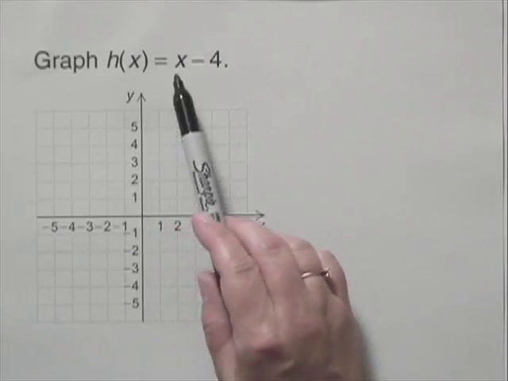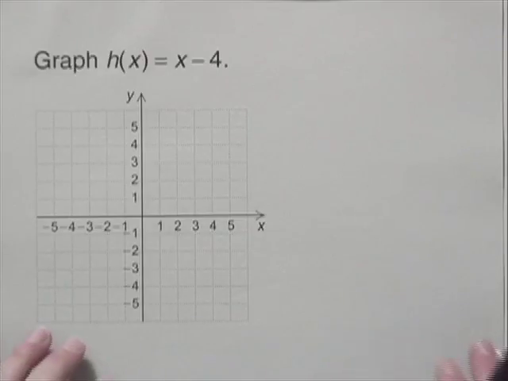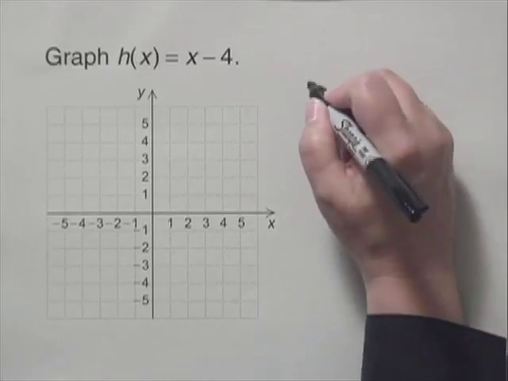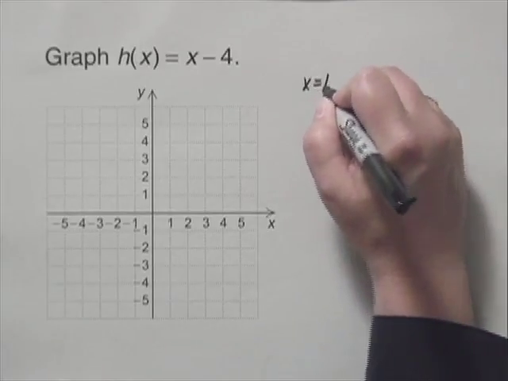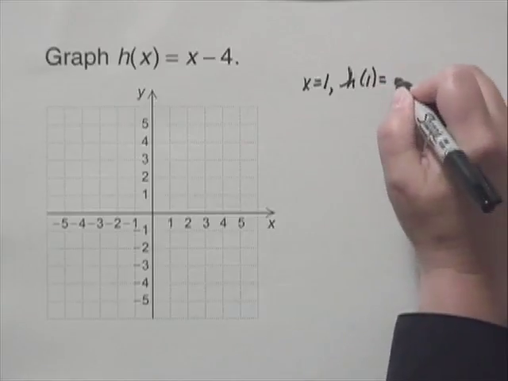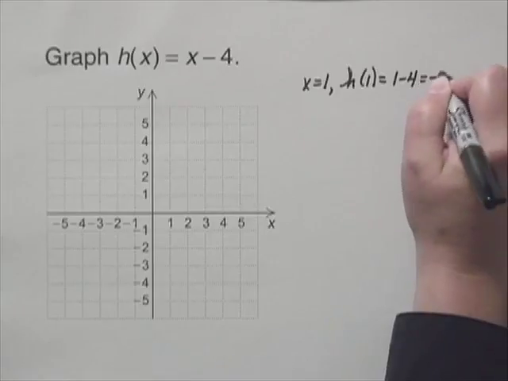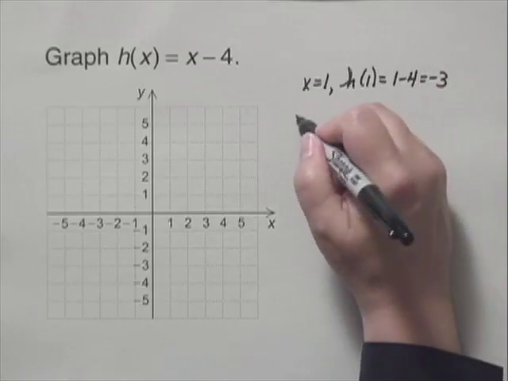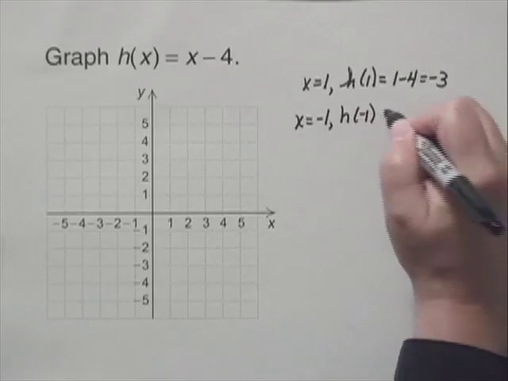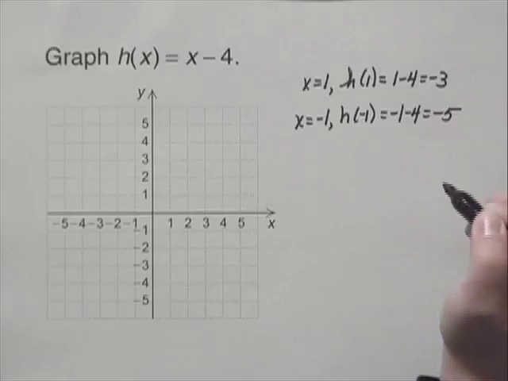Graph h of x equals x minus 4. We'll find some function values, plot points, and draw the graph. When x equals 1, h of 1 is 1 minus 4, or negative 3. When x equals negative 1, h of negative 1 is negative 1 minus 4, or negative 5.